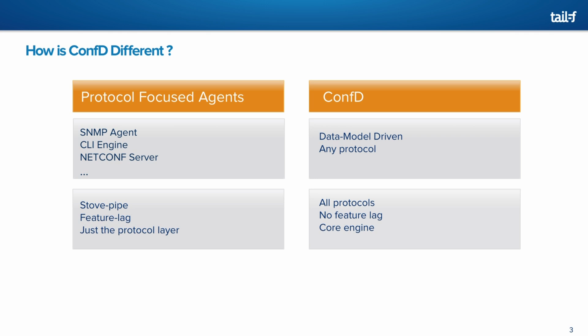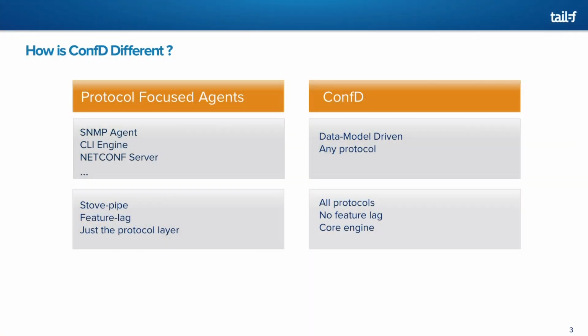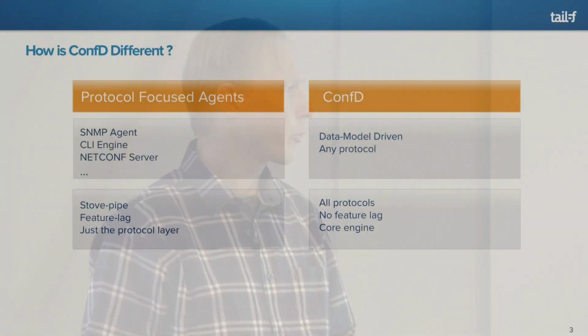And it gives you feature lag because you have implemented this sort of functionality. The latest functionality may be in the CLI, but maybe not in SNMP or not in netconf. So then you get what we call a feature lag. "Yes, it's coming out in the web UI in the next release. I'm sorry, Mr. Customer." And these agents are only focusing on the protocol layer.